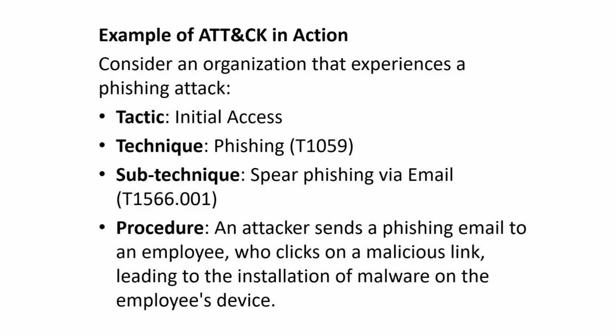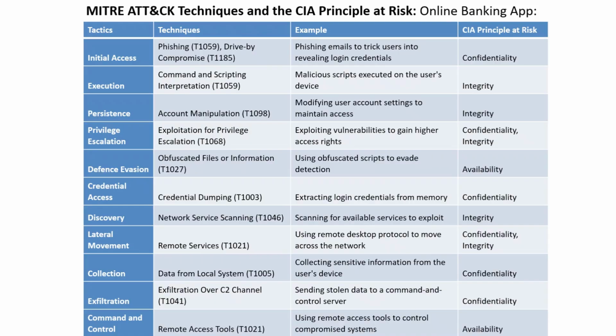So let's look at the MITRE ATT&CK technique and the CIA principle, how they come into play with one another. But kind of the same example we've seen before. That's the online banking and the grading for an online banking app. So the first tactic we have here is the initial access. So this can be through, say, a phishing email, where you trick the individual to reveal login credentials. At this point, we'll say confidentiality has been breached. Then for execution, the person sends a malicious script on that person's device, and if that happens through, say, a command, the integrity has been breached.